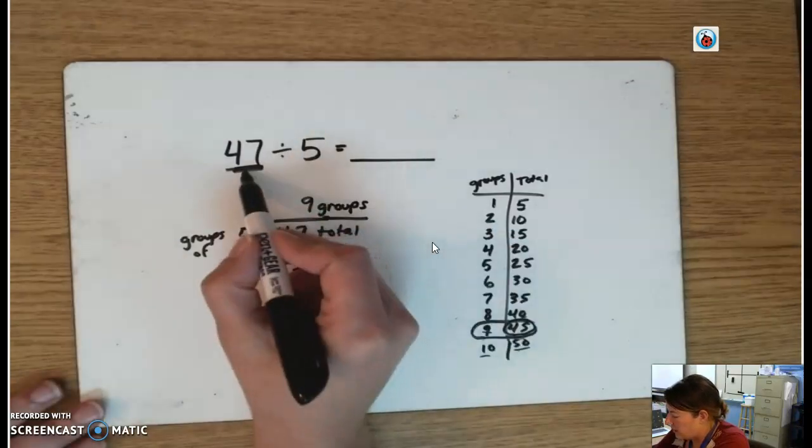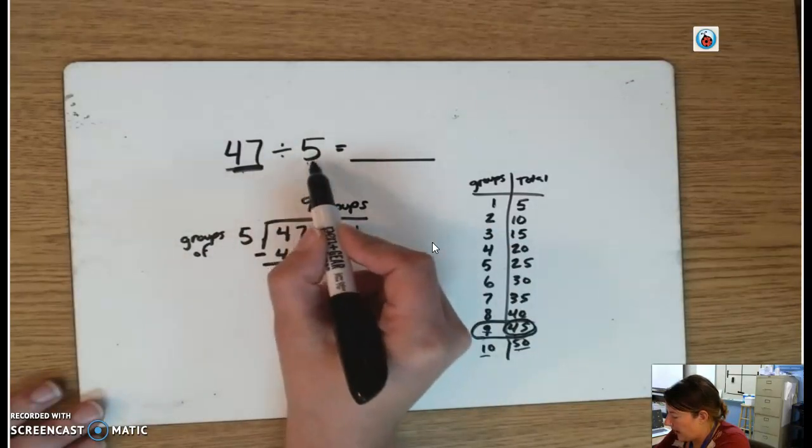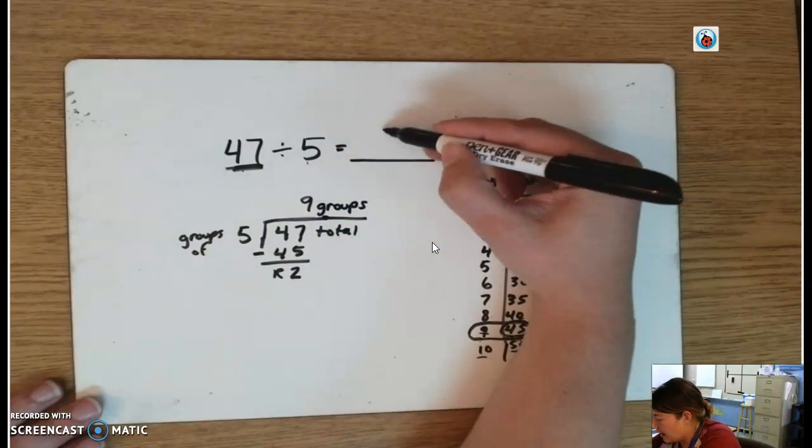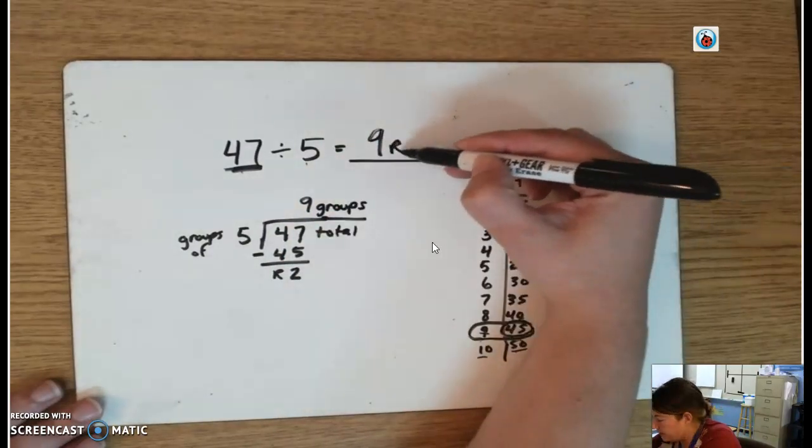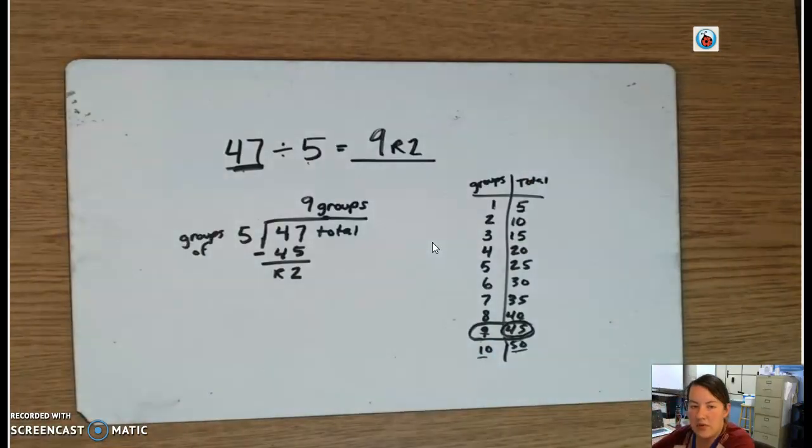So if I had 47 total pieces, I put them in groups of 5. How many groups could I make? I could make 9. And then how many pieces were left over? There were 2 pieces left over. So the answer for 47 divided by 5 is 9 remainder 2.